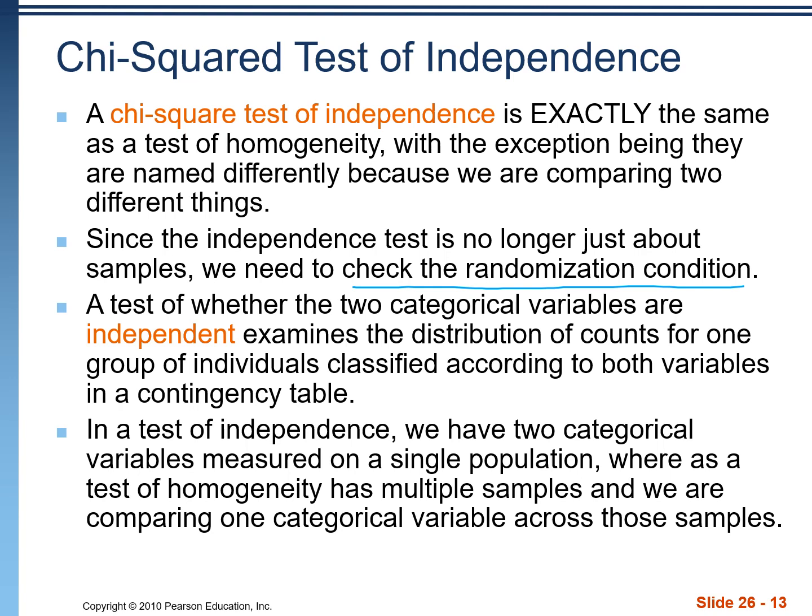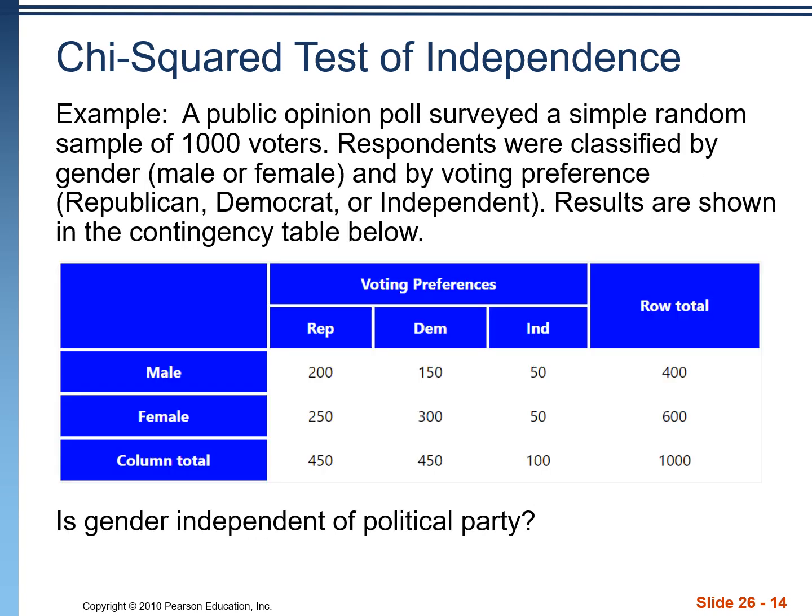So in a test of independence, we have 2 variables on a single sample, and we want to see, are these 2 variables independent of one another? Now, I'm not going to work through the whole problem because it's exactly the same process as the one we just did. I'm just going to show you an example of it. A public opinion poll surveyed a simple random sample of 1,000 voters. Respondents were classified by gender and by voting preference. Results are shown in the table below. Is gender independent of political party?